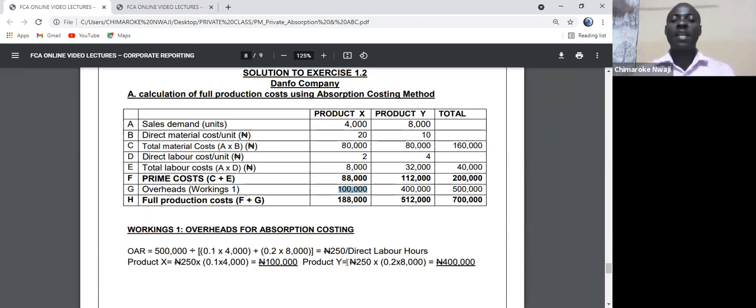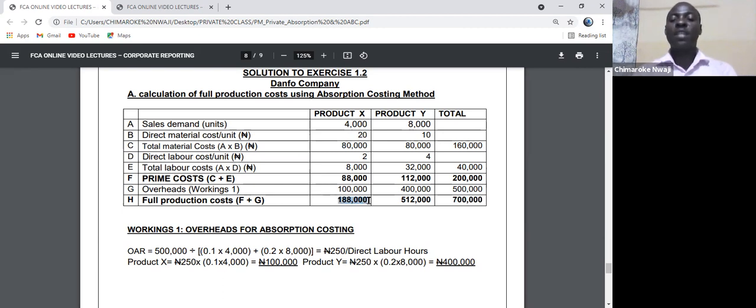Going to product Y, my absorption cost is 250 multiplied by 1,600. That gives me the 400,000 I have here. It is instructive to note that when you add 100 plus 400, it should give you your 500, which is the total overhead expenses that you had at the beginning. So it means your 200 prime cost plus 500 indirect cost or period cost gives me 700,000 naira full cost, which is subdivided into product X 188,000.